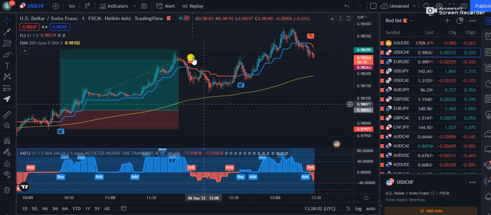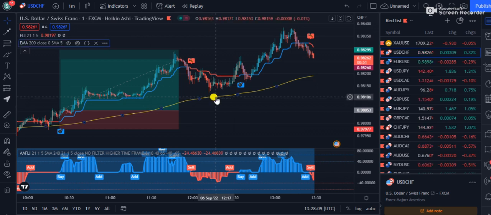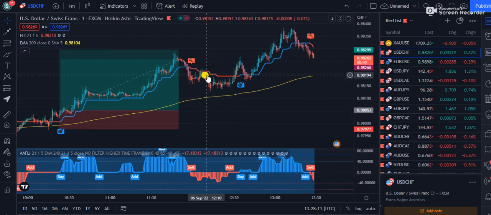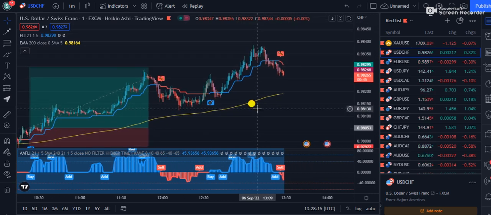Okay, now what about this sell signal? We are not interested in this sell signal because the trend is up. The 200 EMA is telling you that if the candles are above the 200 EMA, we are not interested in taking any kind of sell position, right?